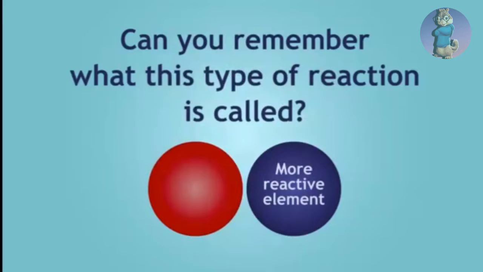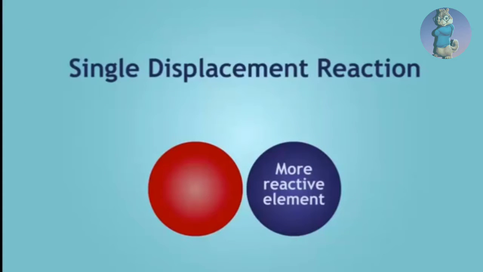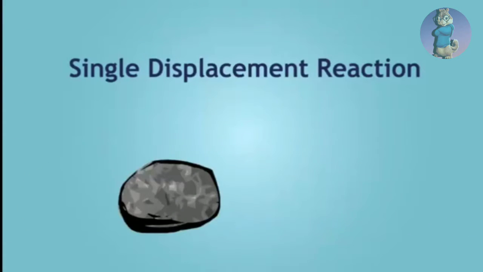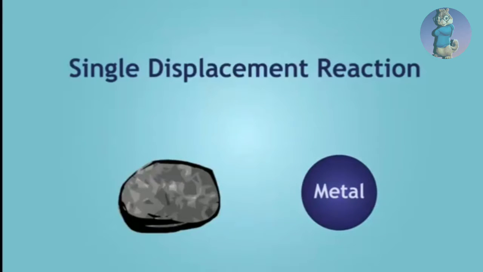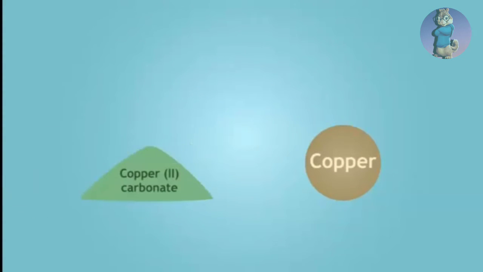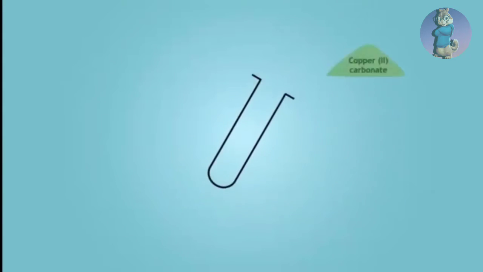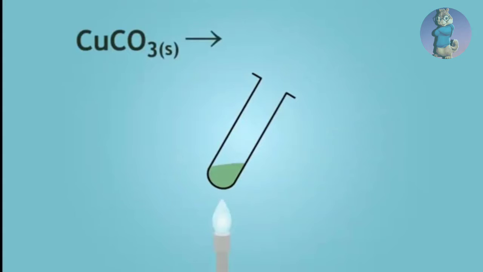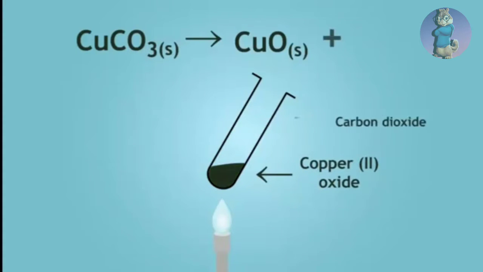The answer is a single displacement reaction. So to extract a metal from an ore, a single displacement reaction must occur. We can mimic the extraction of copper from malachite using copper(II) carbonate powder. Copper(II) carbonate is a green solid that thermally decomposes to form copper(II) oxide and carbon dioxide upon heating.